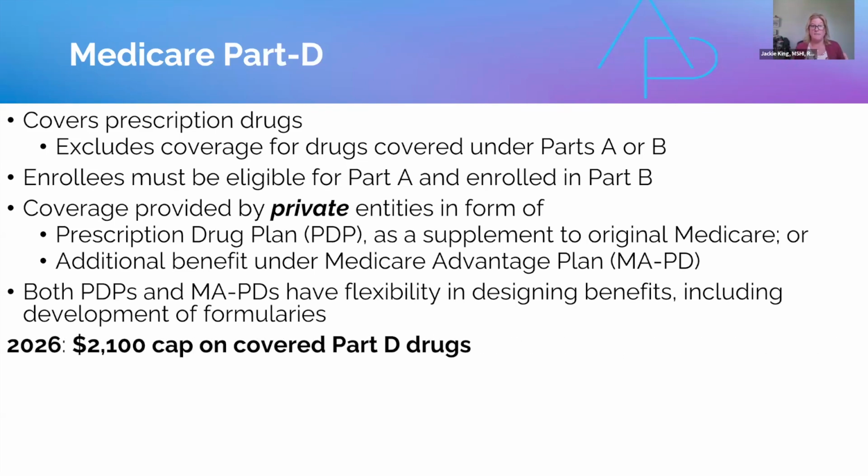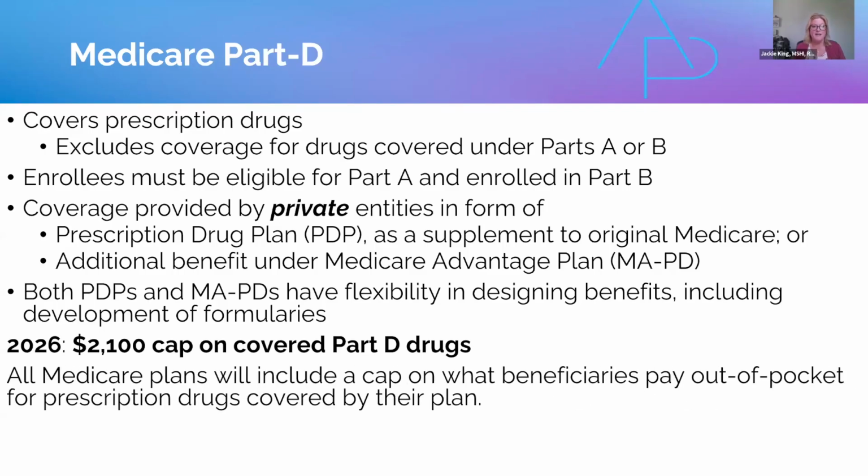For any patient, MA or regular Medicare, for 2026, there's a $2,100 cap on covered Part D drugs. If the patient has a deductible, they'll meet that, and it's no more than like $600. And after that, they'll not spend more than $2,100 on Part B drugs. That's a wonderful thing for our patients, okay?